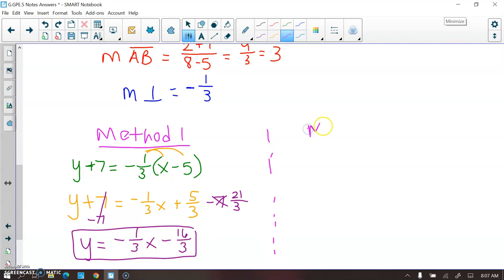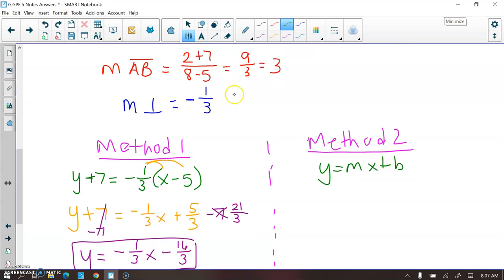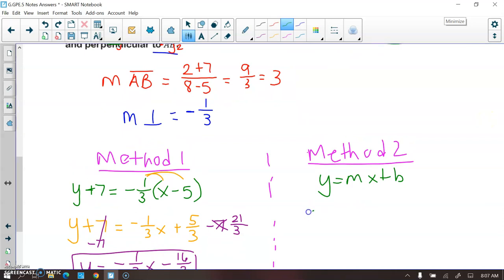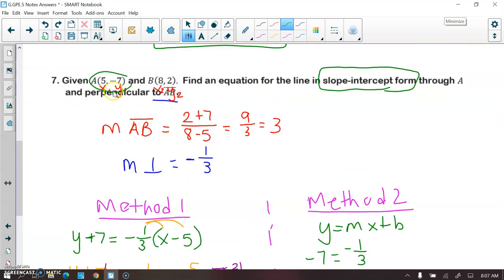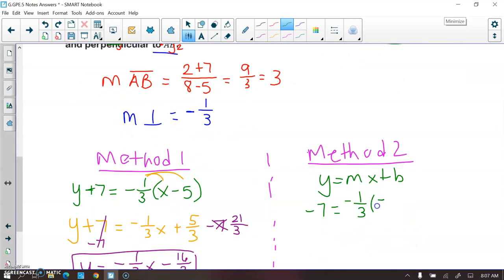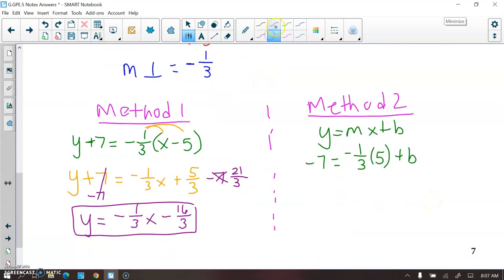Method 2, remember, is you can write your equation in slope-intercept form, which is y is equal to mx plus b. So my y value of A is -7, so I put that in for y. I put my slope in for m, and I put my x value of A in for x. And I leave b alone because I need to find b. I need to find my y-intercept. So then multiplying these two together, I get -7 is equal to -5/3 plus b.